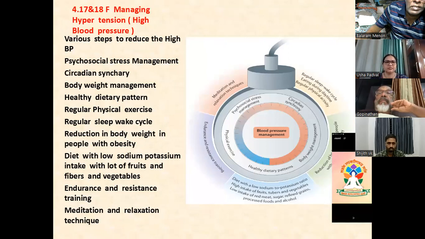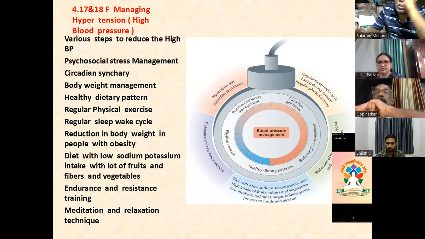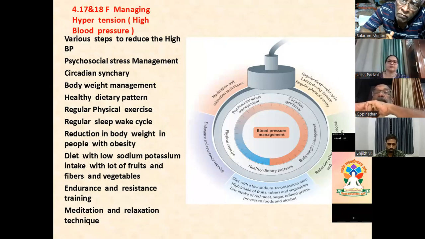Which is the next one? Hypertension, high blood pressure. Everybody knows diastolic and systolic blood pressure. 120/80 is the normal level. Above 140, 150 is high blood pressure.